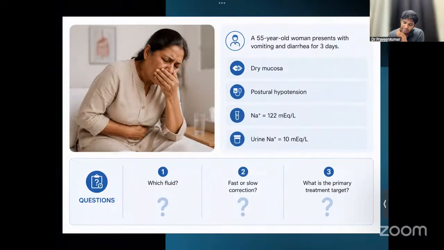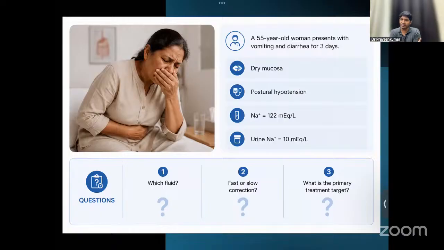A 55-year-old woman presents with vomiting and diarrhea for 3 days, dry mucosa, postural hypotension, sodium is 122 and urine sodium is 10. So first, tell me what type of hyponatremia is this? It is hypovolemic hyponatremia. Why? There is postural hypotension, dry mucosa, sodium is low, and urine sodium is low. That means the kidney is trying to conserve a lot of sodium. Basically it is hypovolemic hyponatremia due to extrarenal loss.